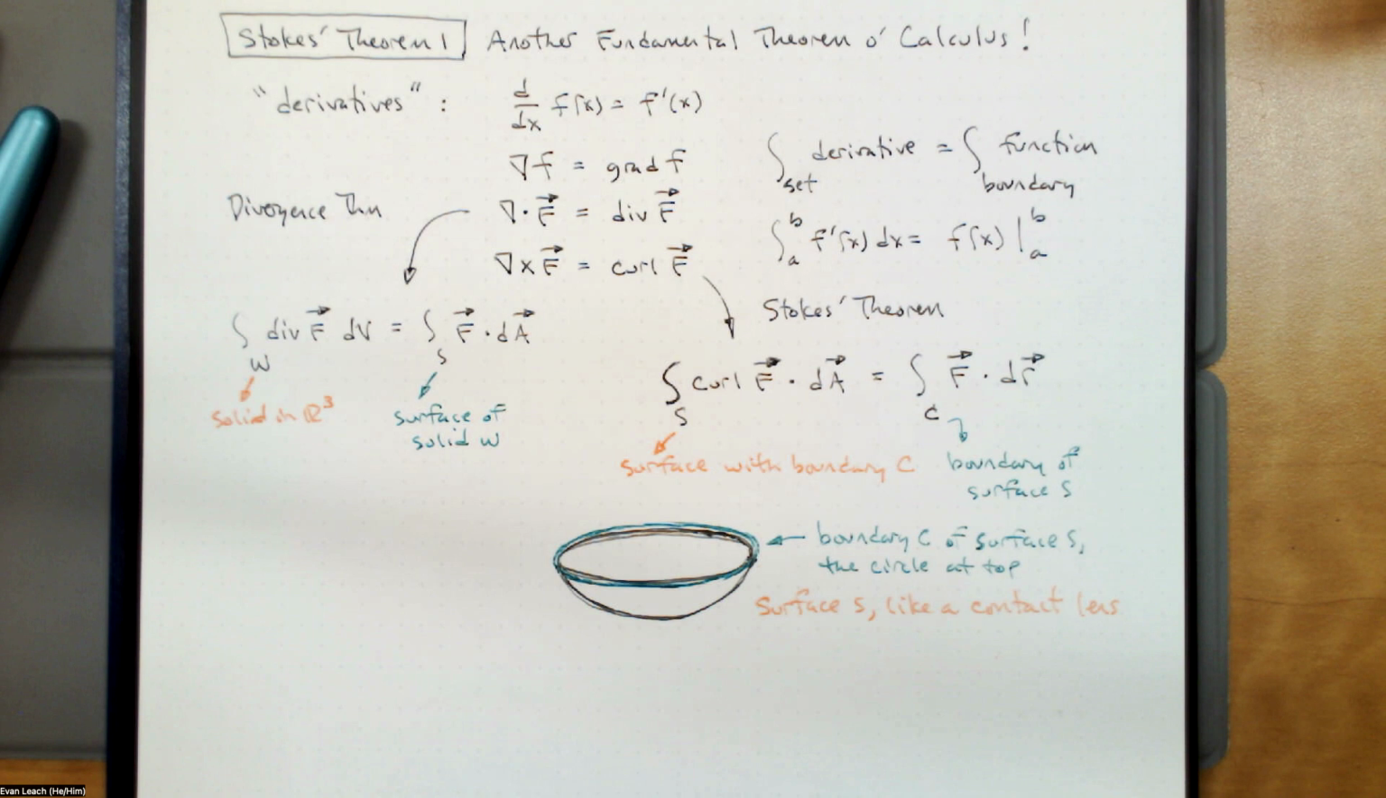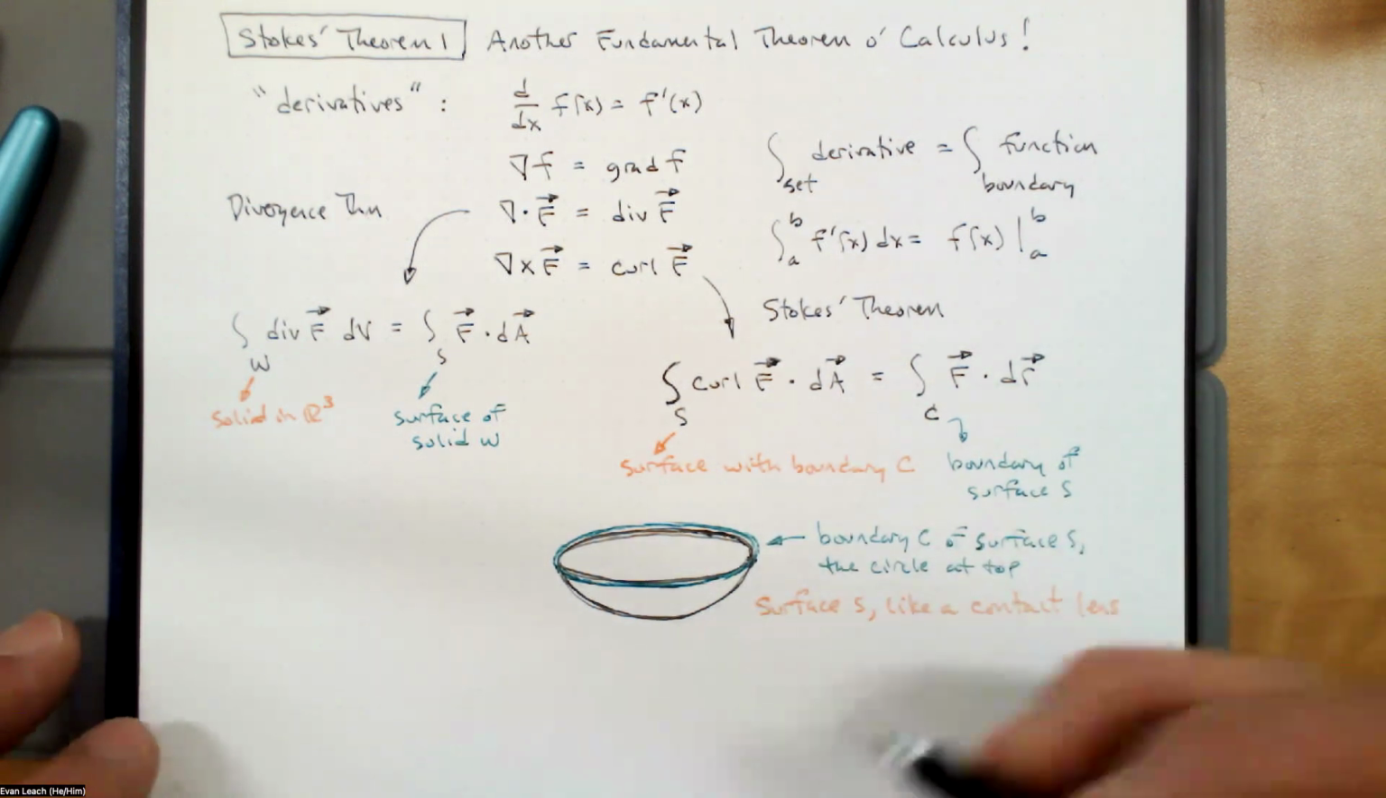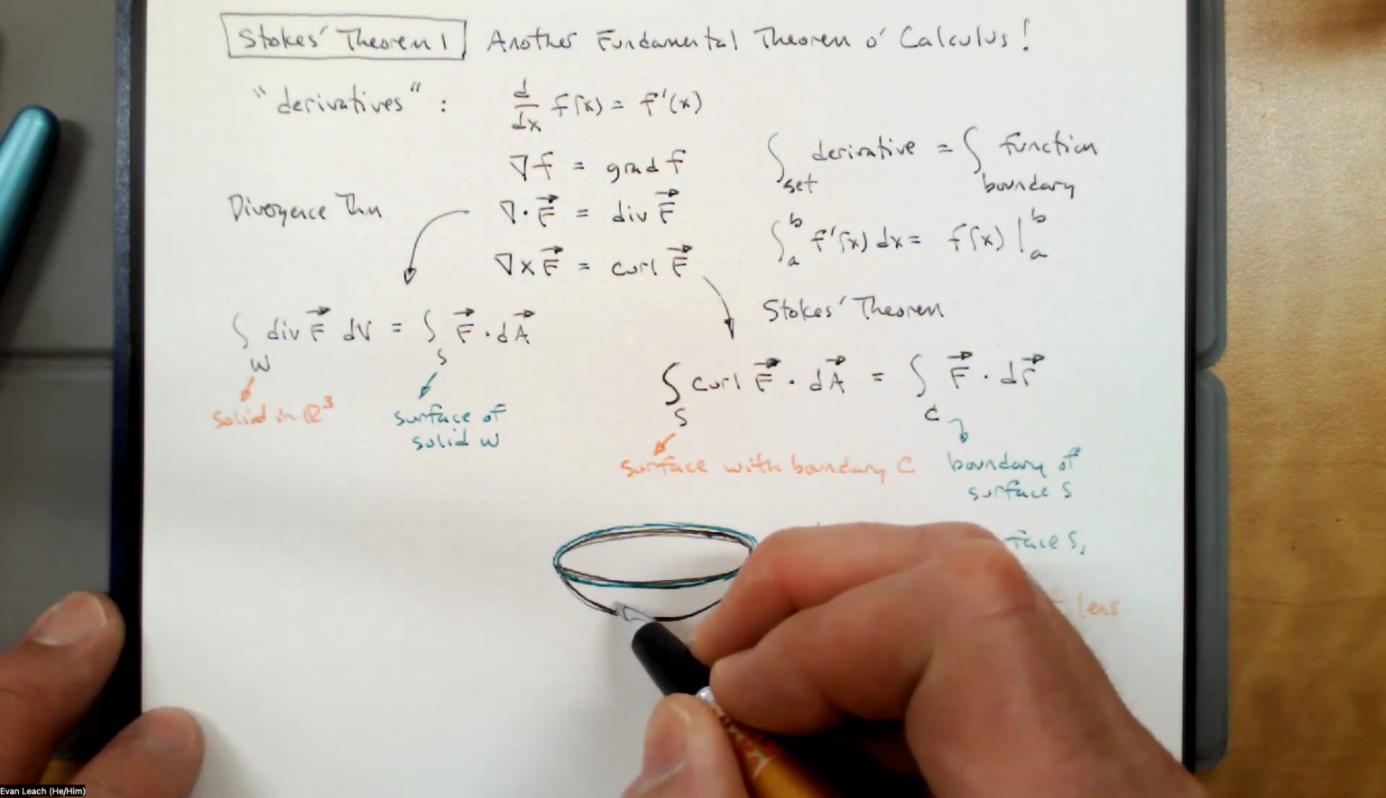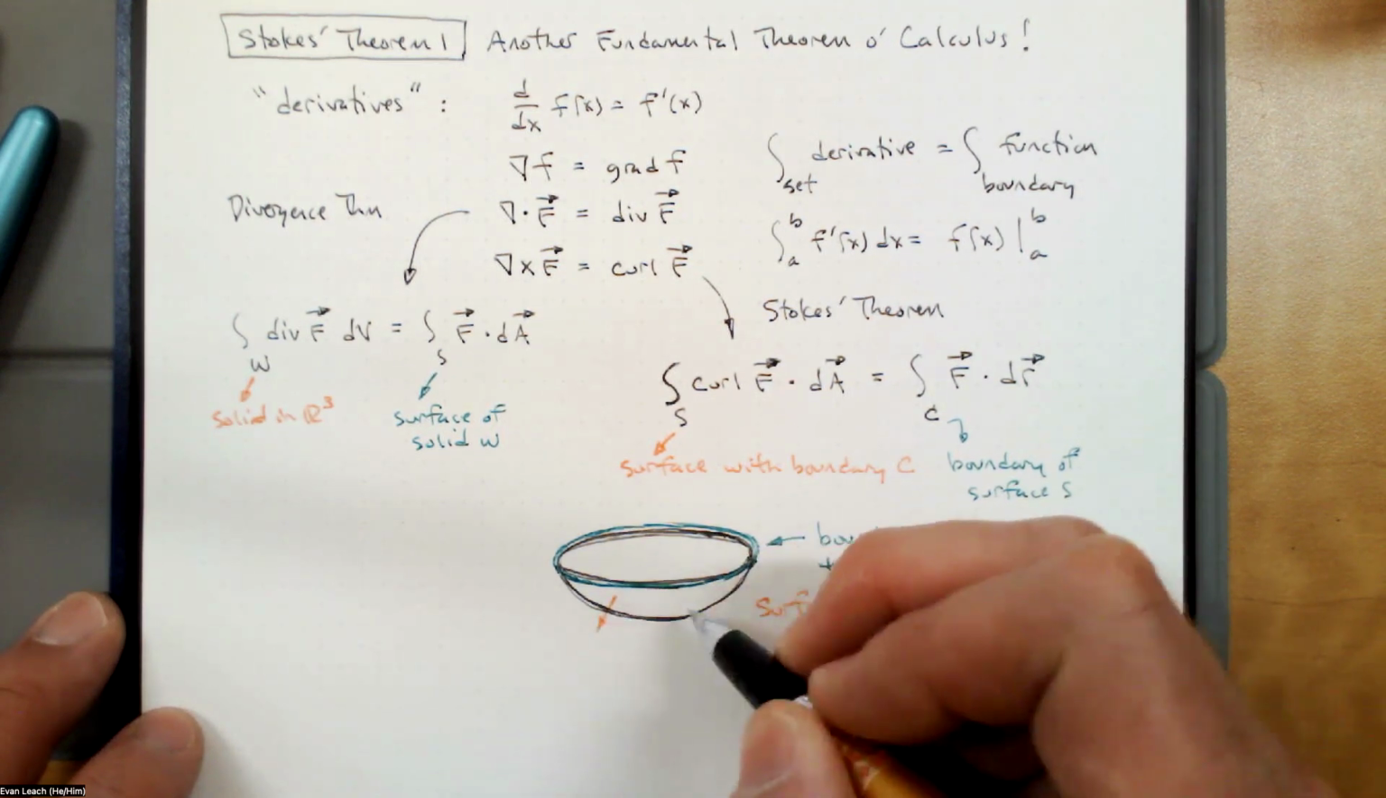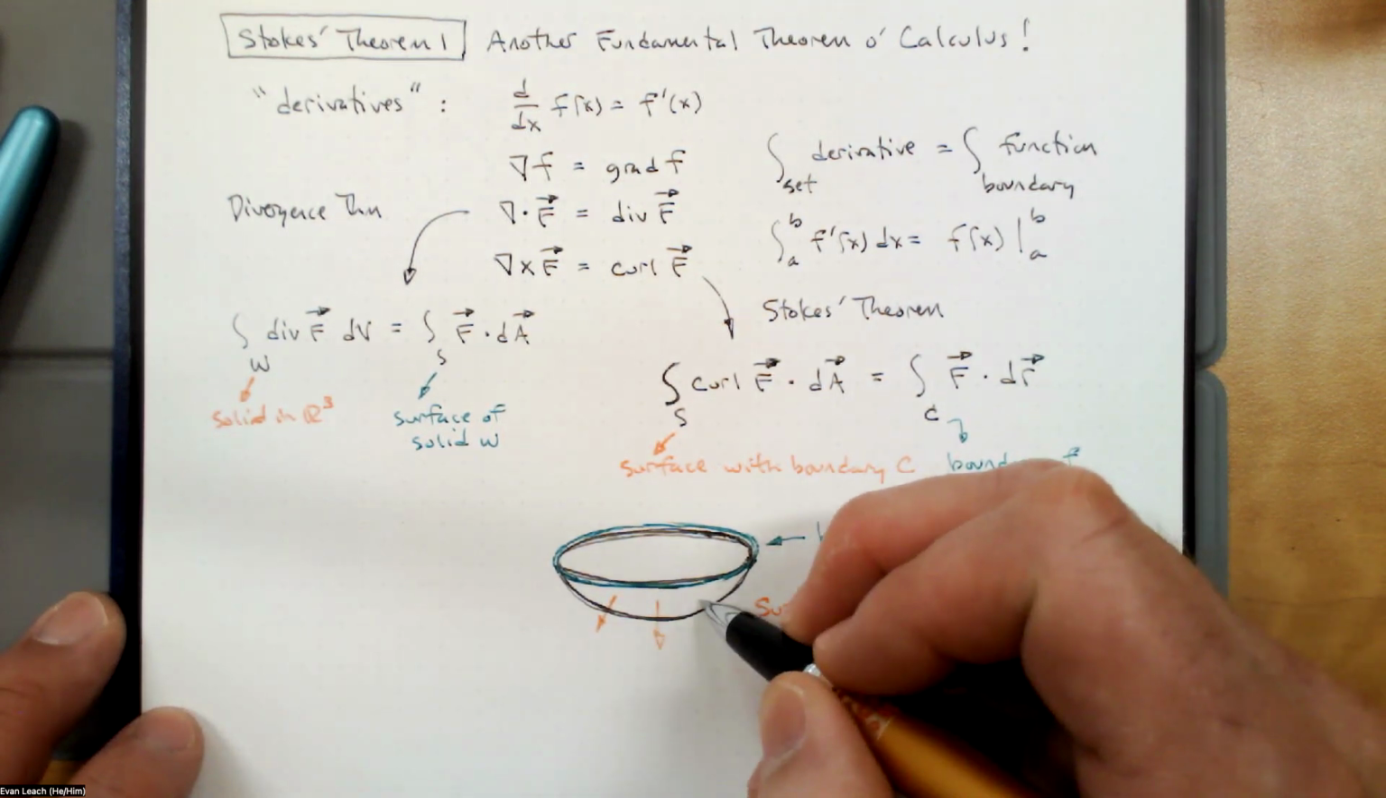The surface needs to have some kind of orientation. I'm going to assign the orientation to be going like, doesn't matter. Let's say the orientation is kind of flowing down. So remember, we're imagining the surface is just a bunch of normal vectors.